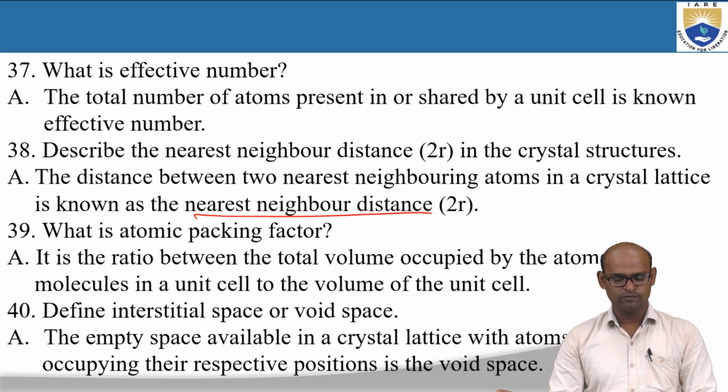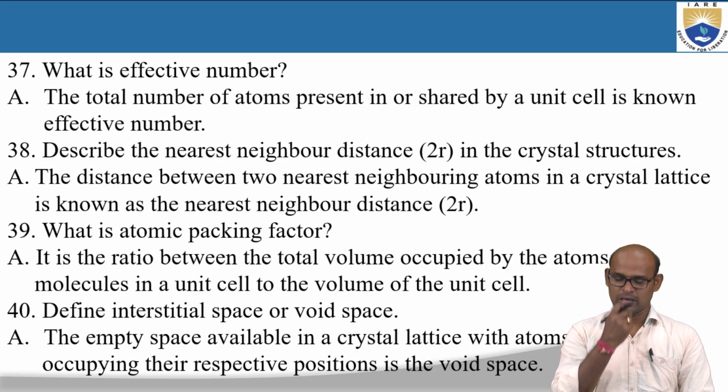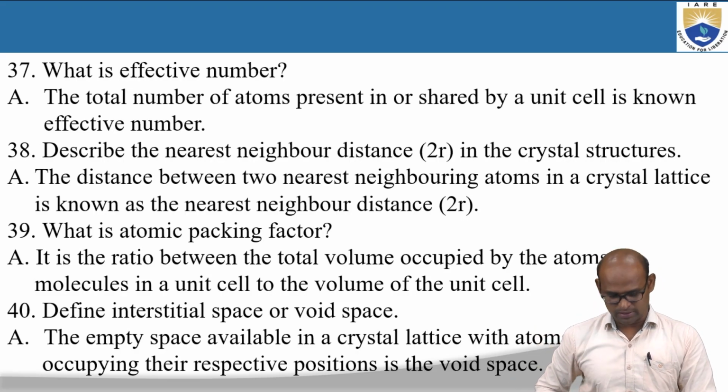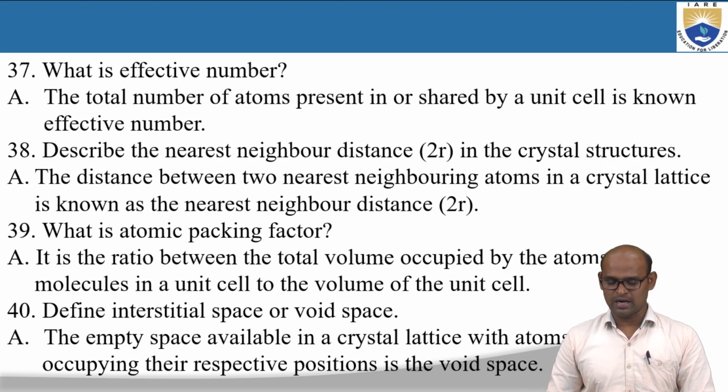What is atomic packing factor? It is a ratio between the total volume occupied by the atoms or molecules in a unit cell to the volume of the unit cell. Okay. So atomic packing fraction is the total volume occupied by the atoms divided by the total volume of the unit cell. That will tell us the atomic packing fraction or the volume occupied by the atoms. Define interstitial or void space or the empty space. The empty space available in a crystal lattice with atoms occupying their respective positions is called the void space.